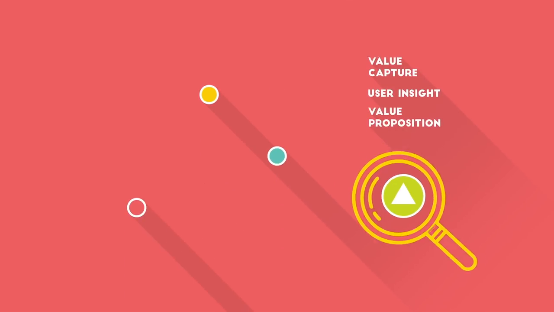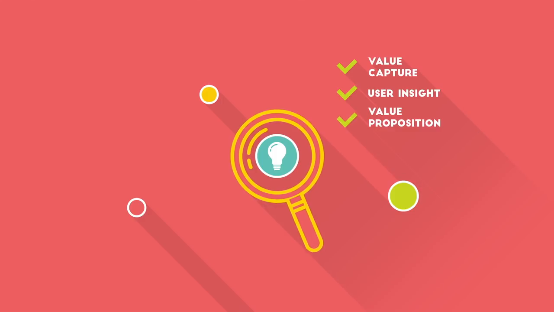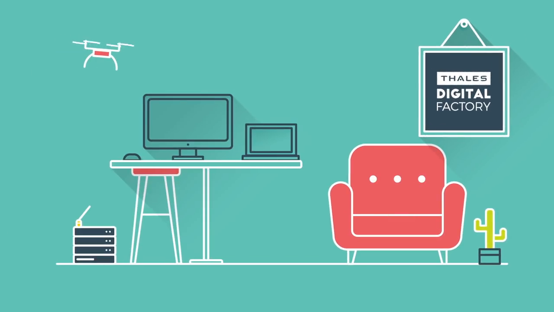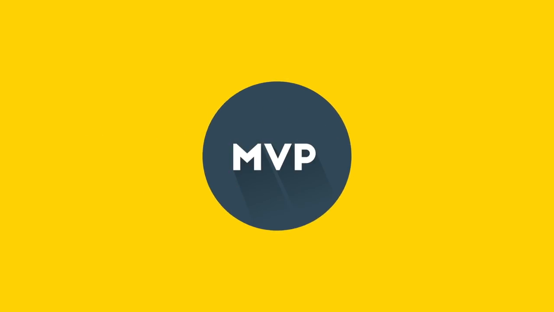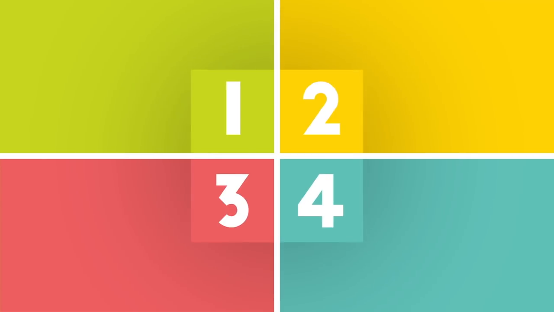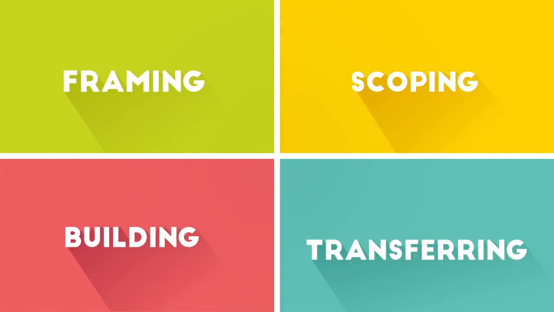set of features? What if, after the right amount of design thinking, your idea was selected to enter the Thales Digital Factory as an MVP? The minimum viable products, one of its key components, they are made of four steps: framing, scoping, building, and transferring.